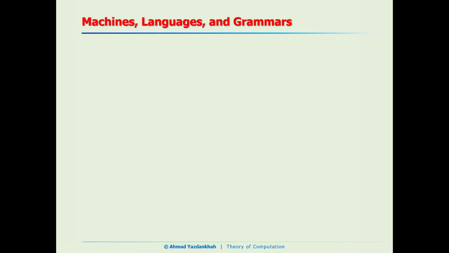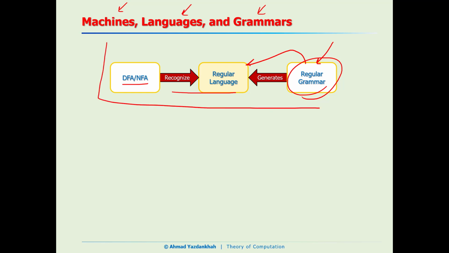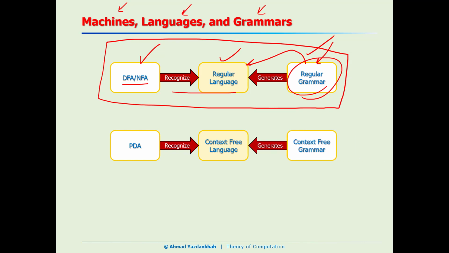Now I would like to mention the association between the machines, languages, and grammars. DFAs and NFAs recognize regular languages, and we learned in the grammars lecture that regular grammars generate regular languages. So this is the tight relationship between the machines, languages, and the grammars. We have another one for the PDAs. PDAs recognize context-free languages, and context-free grammars generate context-free languages. So again, machine, language, and grammar.